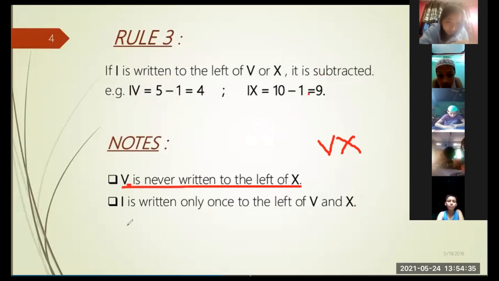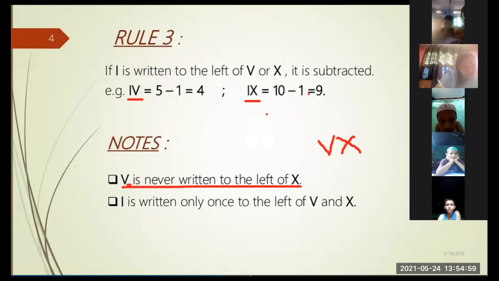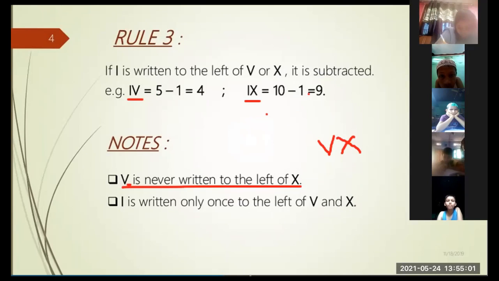Here you can see on your screen. I is written only once to the left of V and X. In that example you can see, only once we have written I, on the left side of that V. In that one again you see only once I we have written on the left side of that X. Yes or not? Now we'll solve some examples. Correct? We'll solve or I'll leave. What to do? Say. Sir, solve. Then we'll solve.